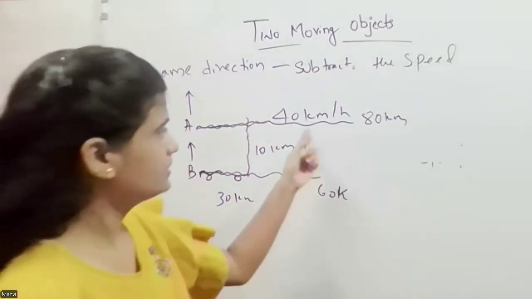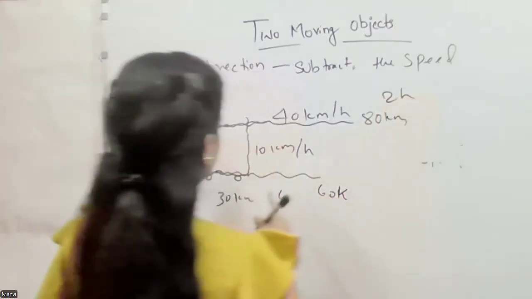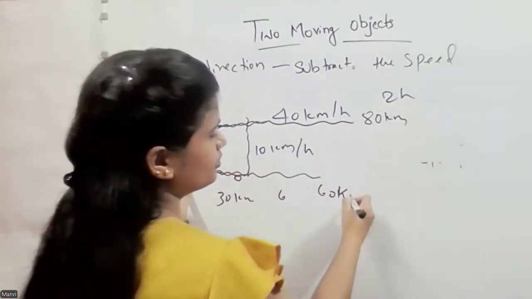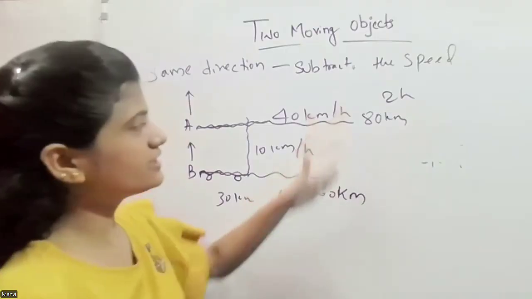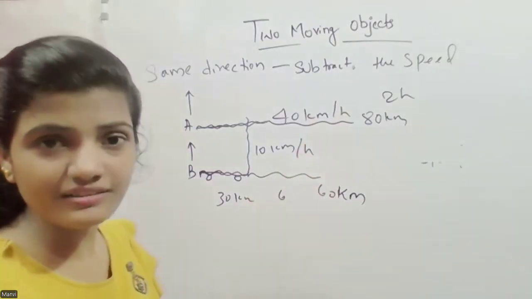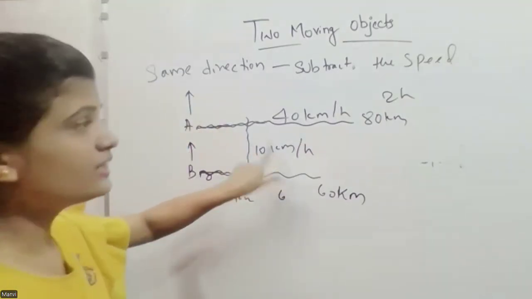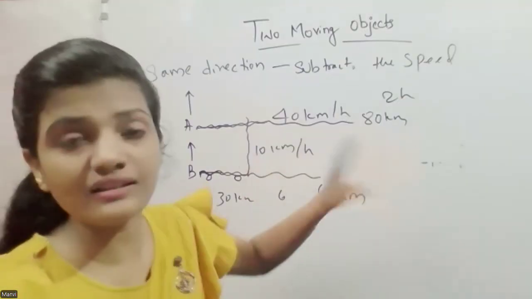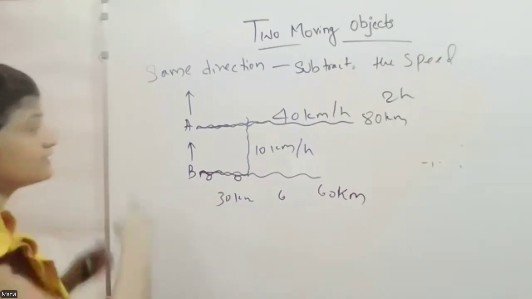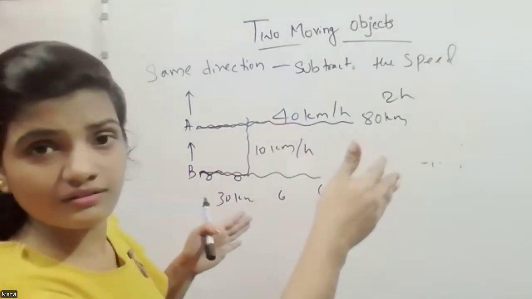In 2 hours, train A reached 80 kilometers and train B 60 kilometers. Now the difference is 20 kilometers, right? So in 1 hour, the difference is 10 kilometers. In 2 hours, the difference is 20. 3 hours, 30. 4 hours, 40. So we can see that the difference is increasing, right?